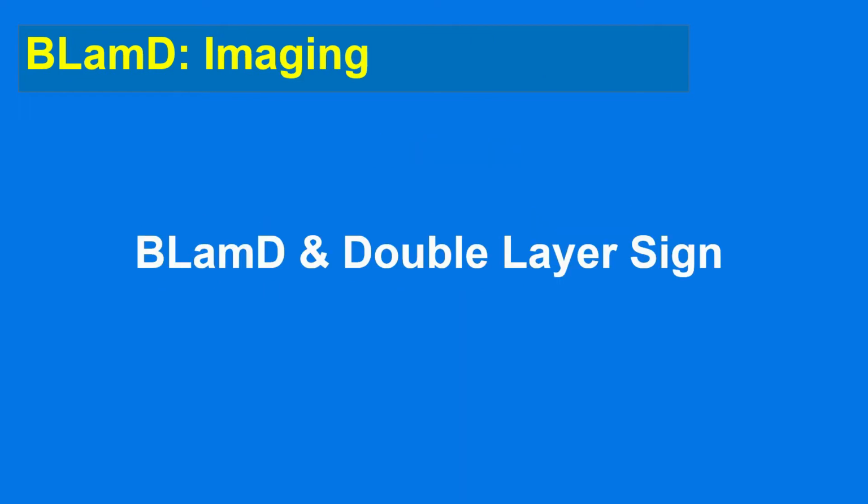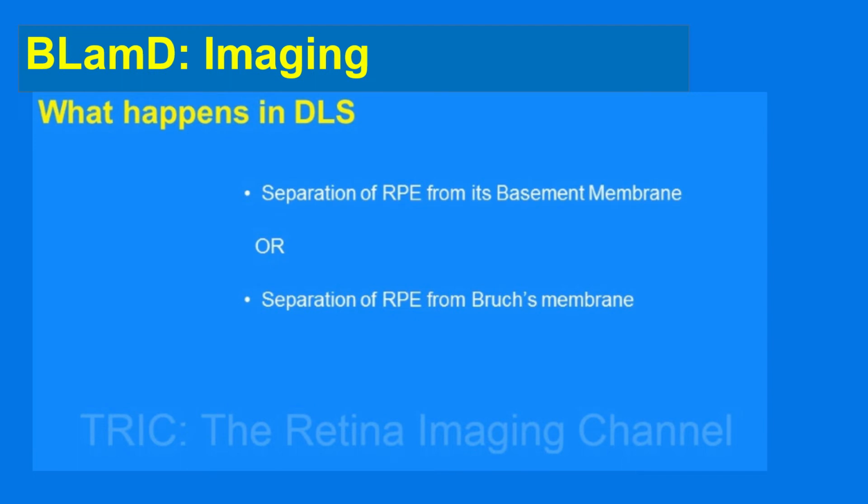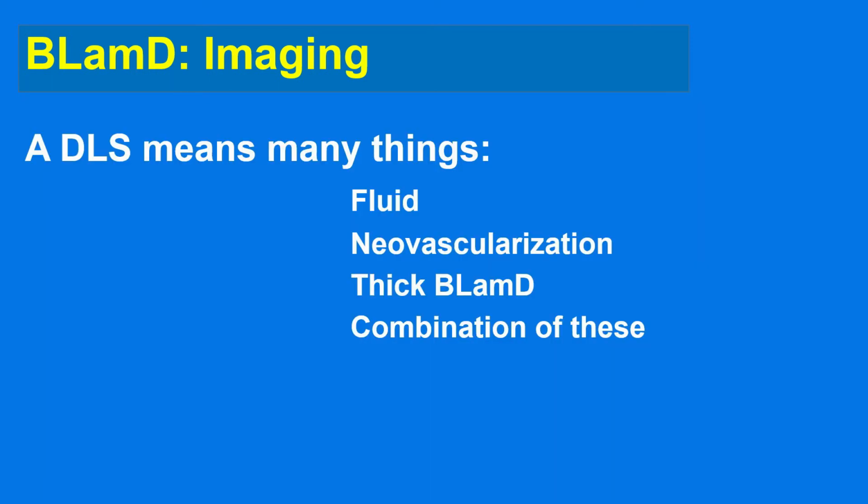So how do we image the basal laminar deposit? Basal laminar deposit has something to do with the double layer sign. What we know is that double layer sign is nothing but separation of RPE from its basement membrane, or in other words, separation of RPE from the Bruch's membrane. So a double layer sign or DLS can have fluid, it can have neovascularization, it can also have thickened and mature basal laminar deposit, and there can be any combination of all of these.